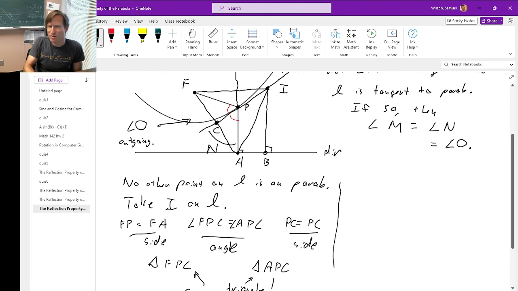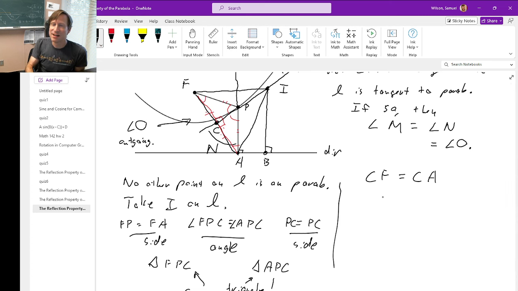Okay, so since these triangles are mirror images of each other, that means that all of their corresponding parts are equal. In particular, the line segment from C to F has to be equal to the line segment from C to A. So this red line segment is equal to this red line segment. Notice also that the angle ICF is equal to the angle ICA because they're both right angles, like we noticed just a second ago. I guess it doesn't matter that they're right angles. What matters is that they're equal to each other.